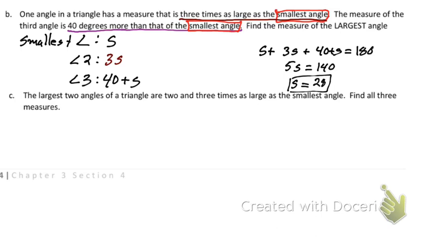Now I'm going to look up, it says find the measure of the largest angle. Well, you probably just want to find all 3 of them and then circle the one that's the biggest. All right, so we're going to take that S and plug it in here. Well, my smallest angle is going to be 28 degrees. That's probably not my biggest, especially because it's called the smallest. What's 3 times 28? Anyone have 3 times 28? Yeah, 84. And then finally we have 40 plus 28 is going to be 68 degrees. So you just circle the biggest one. That is the largest.